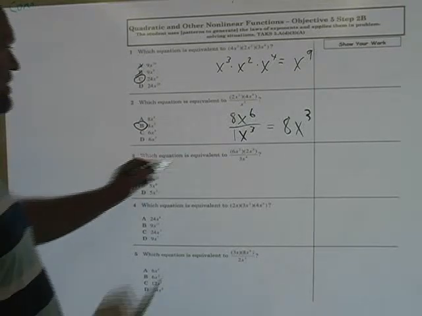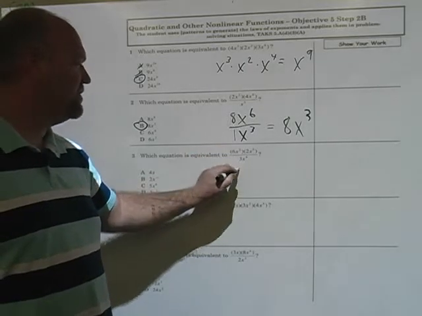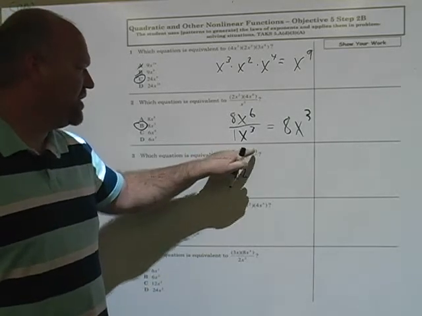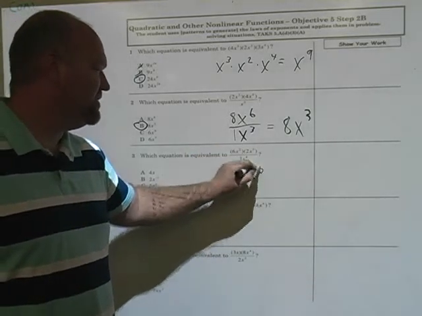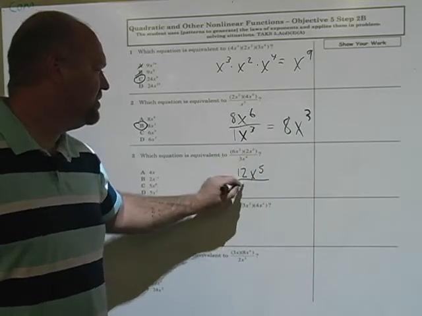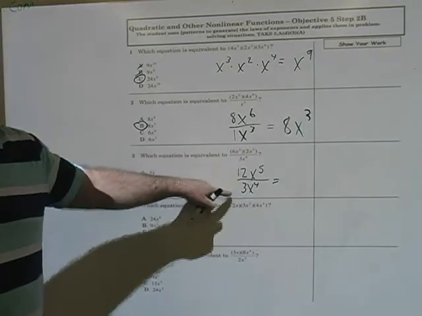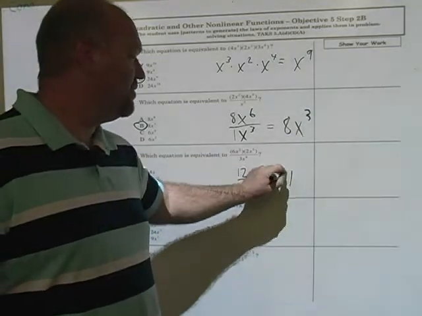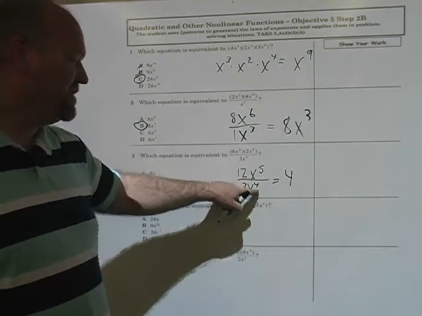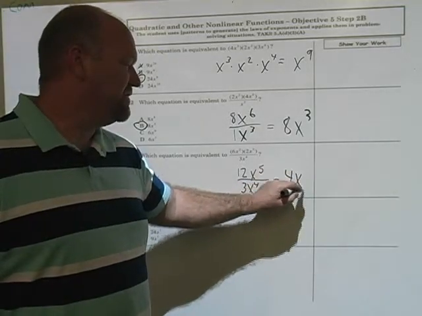Number 3. 6 times 2 is 12. x squared times x to the third is x to the fifth over 3x to the fourth. 12 divided by 3 is 4. x to the fifth over x to the fourth is x to the first.